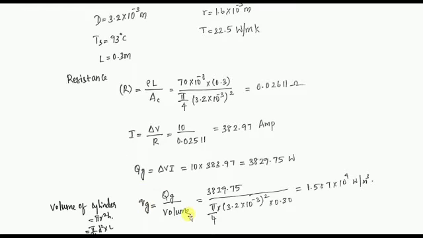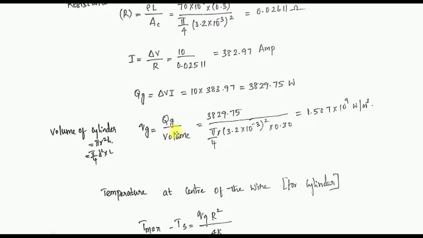And the volume, what is the volume of cylinder? Pi by 4 D square L. If you substitute all those values, you will be getting 1.5 into 10 power 9 watt per meter cube. Next, you got the Qg.